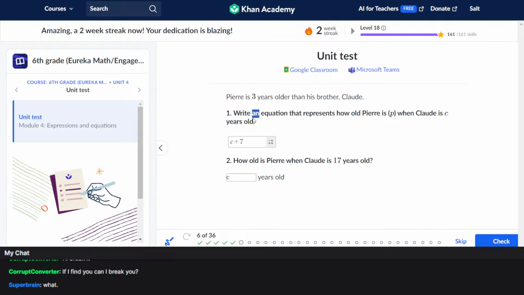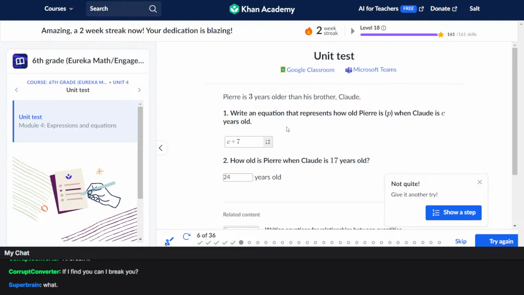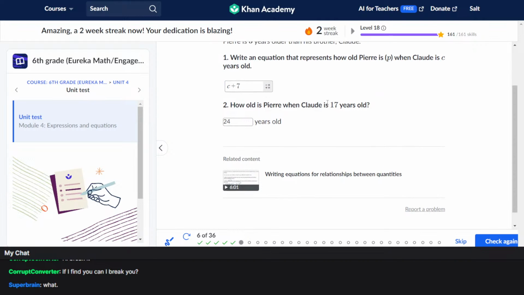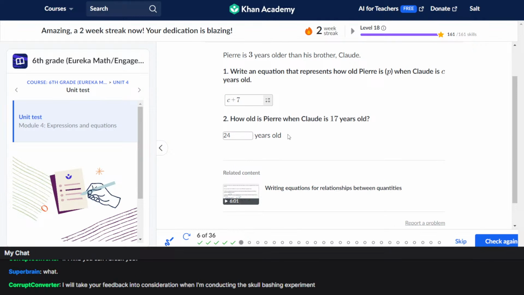Only calculus textbooks are allowed to do that. Claude is C. And Claude is 17. It's 24. I'm so sad right now. Wait, no. I just did math wrong, didn't I? Just simple arithmetic. 17 plus 7.